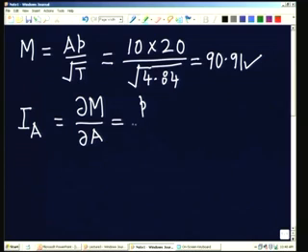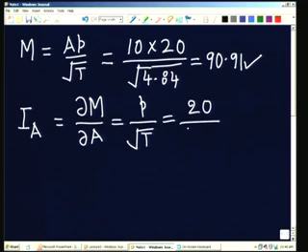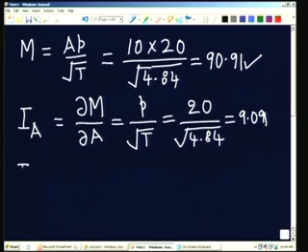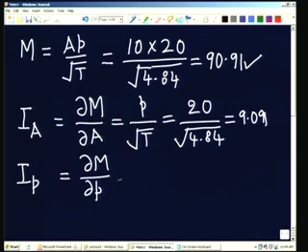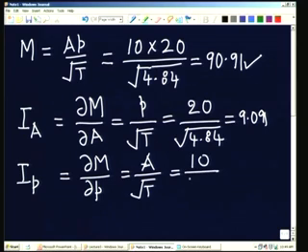which is simply given by P by square root T, and that will be 20 divided by square root of 4.84, and this value works out to be 9.091. And similarly, if I represent the influence coefficient due to P as IP, it will be dou M by dou P. When I am taking the partial derivative, all other things are kept constant. So, this will be A by root T, 10 divided by square root of 4.84, and this is 4.545.